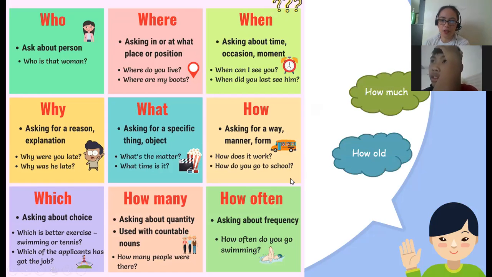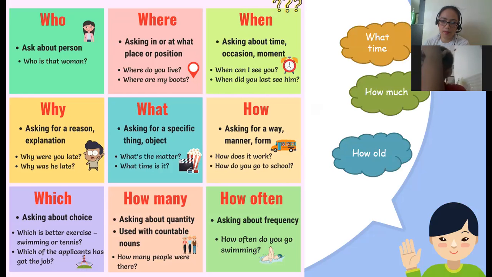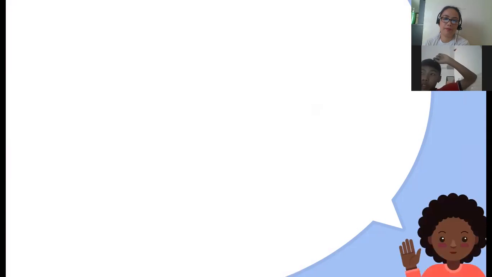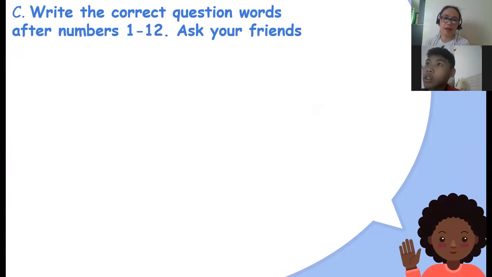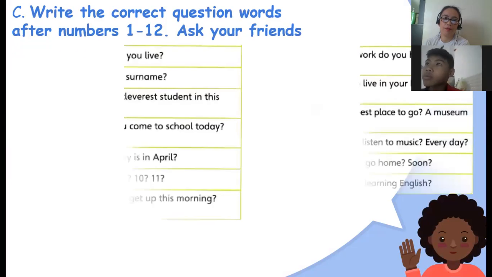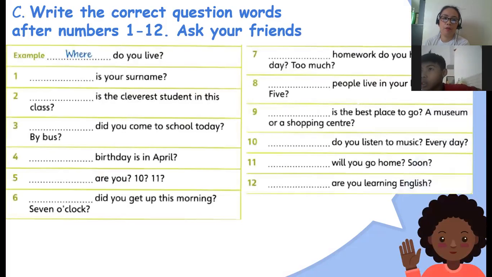Okay, how much? Can you read it? How much? How old? How old are you? What time? What time is it? Okay. Write the correct question words after 1 to 12. Okay. Ask your friends. Where do you live? Okay. Next.